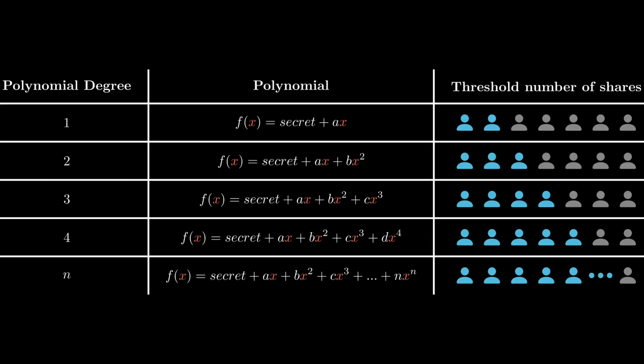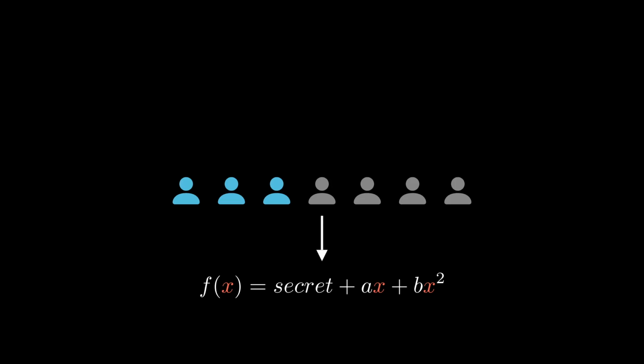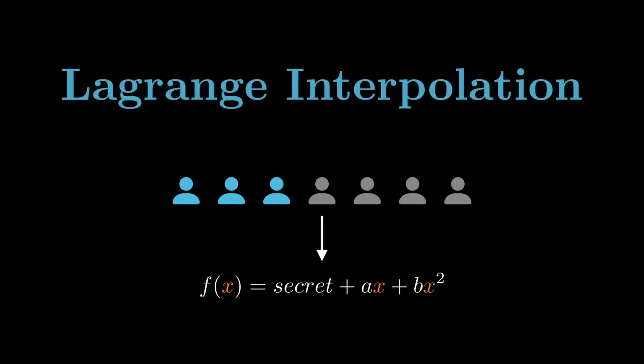In the second case, where we wanted 3 shares to be able to recover the secret, we used a quadratic curve, which is a polynomial of degree 2. Similarly, if we want 4 shares to be able to recover the secret, we will use a cubic curve, which is a polynomial of degree 3. This pattern follows as we increase the number of shares needed to recover the secret. Now, one question that you might have in your mind is how can we recover the unique curve given a set of arbitrary points? We can do this using something called Lagrange interpolation.